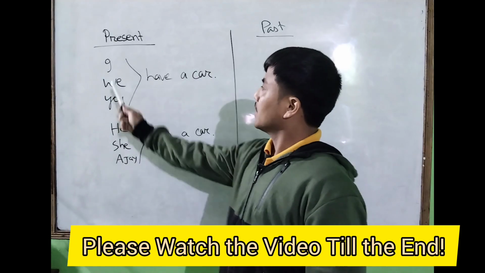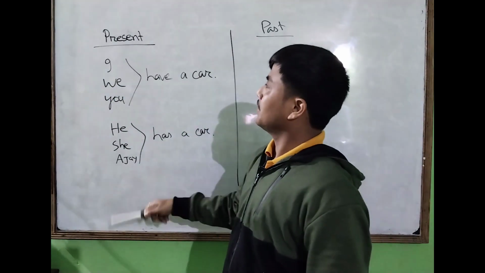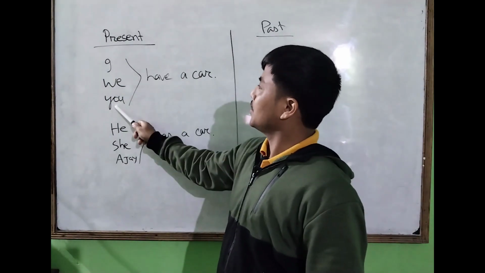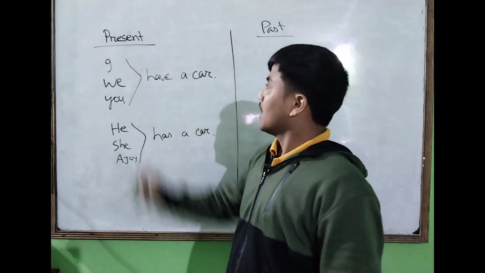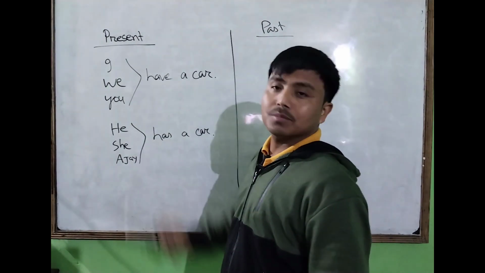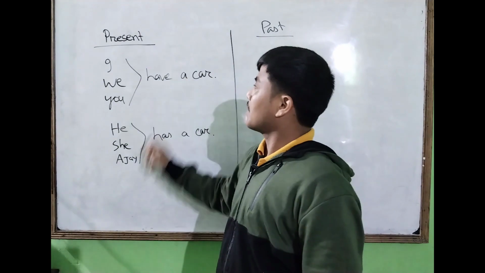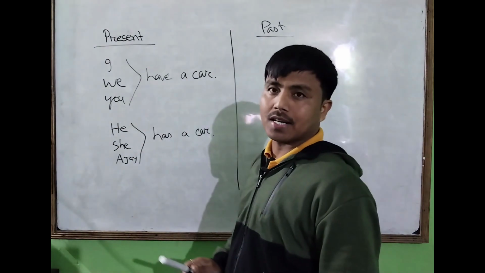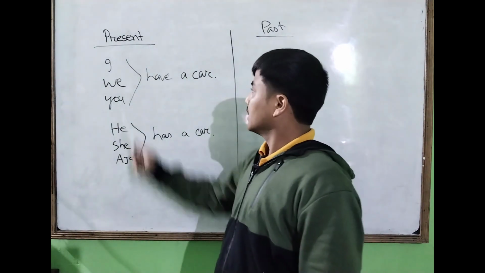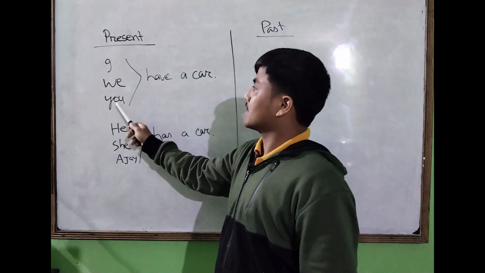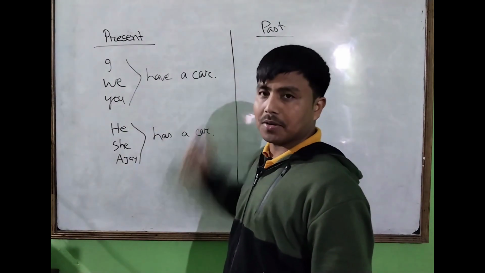That is about I have a car, we have a car, you have a car. I have a car, মোৰ এখন গাড়ী আছে. We have a car, আমাৰ এখন গাড়ী আছে. You have a car, তোমাৰ এখন গাড়ী আছে বা আপোনাৰ এখন গাড়ী আছে. That means first person I, we and second person you লগত সদায় have হয়.